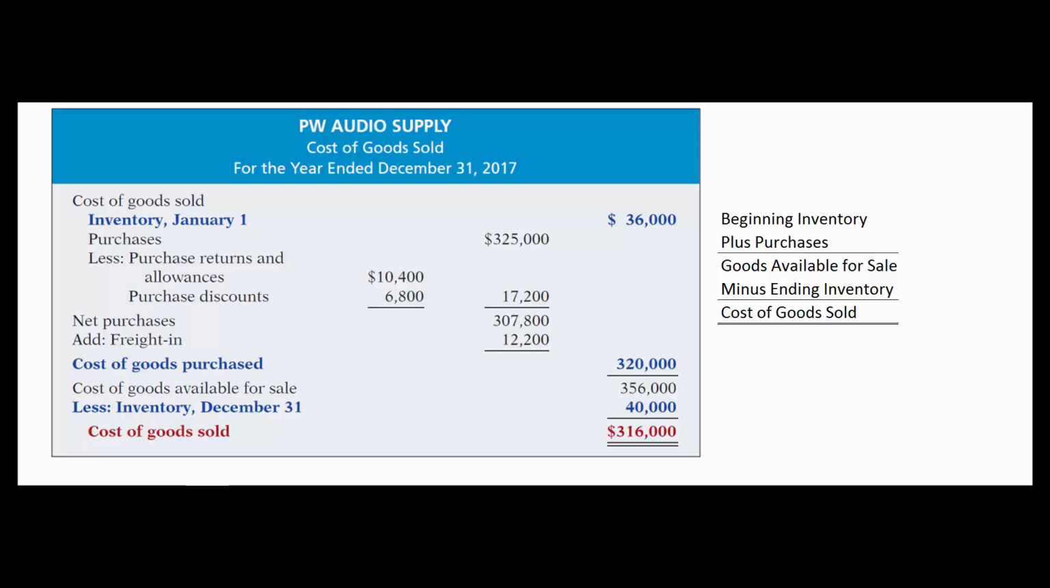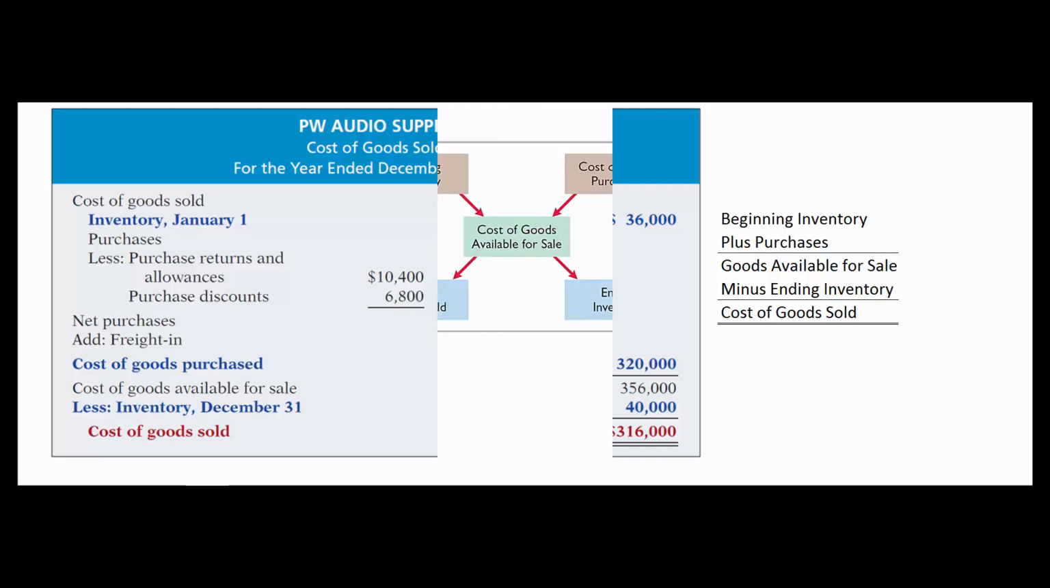So let's look at a cost of goods sold schedule for PW Audio Supply. Their beginning inventory was $36,000 plus their purchases. Here's their purchase returns and allowances. That's the stuff they turned back. Purchase discounts, that's the stuff they paid for early enough that they got to take a 1% or a 2% discount. Add in the freight costs, and that gives them the total goods purchased. Inventory at the beginning plus purchases gives them total goods available for sale, minus their ending inventory gives them their cost of goods sold for the year.